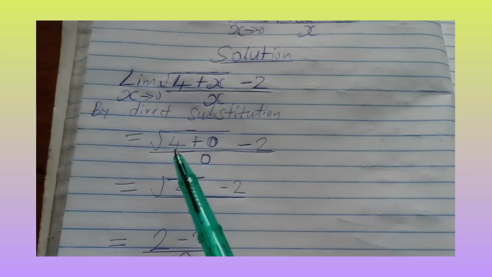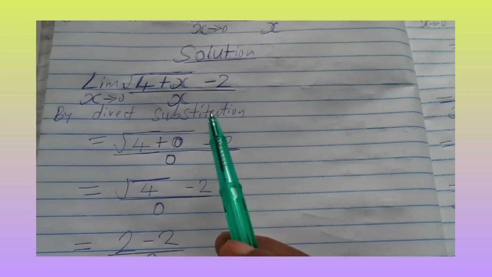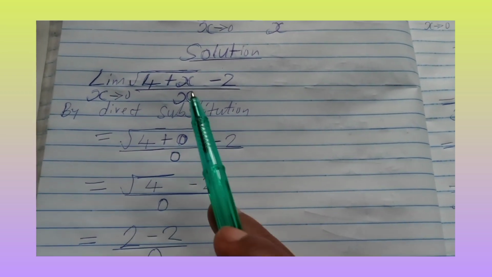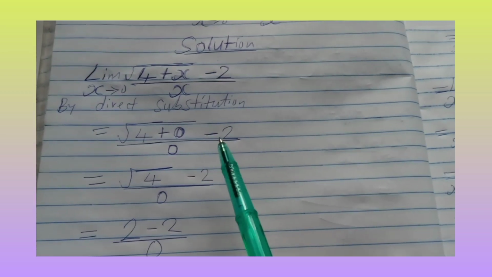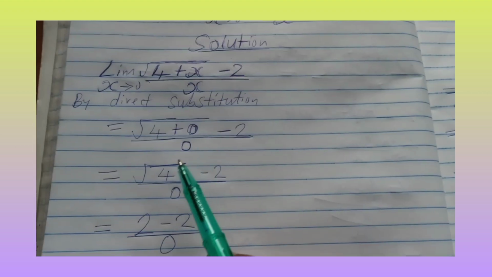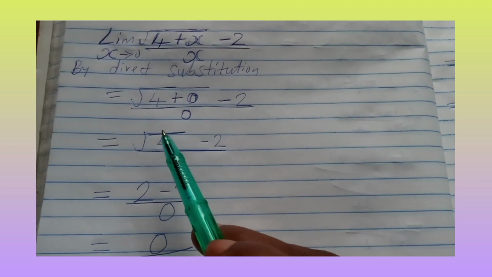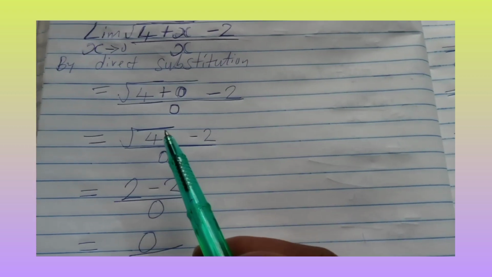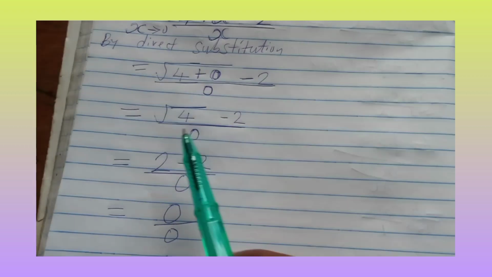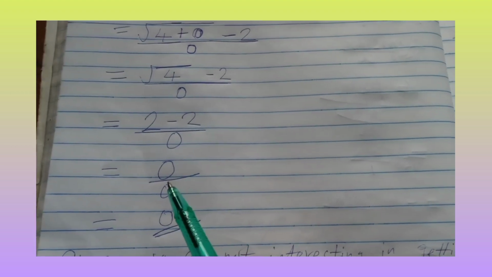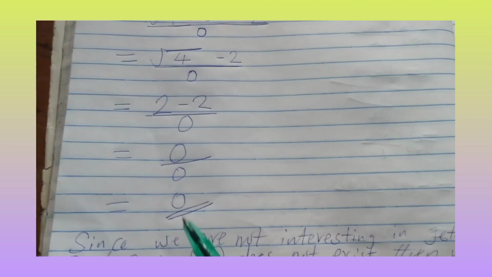By direct substitution, we see that as x tends to 0, anywhere we see x, we put 0. So square root of 4 plus, here was x, so we put 0 here, minus 2 all over the denominator, which was x, so we put 0 there. So 4 plus 0 becomes what? 4. So then we have square root of 4 minus 2 all over 0. And square root of 4 is 2. So 2 minus 2 gives us 0. 0 all over 0 is 0. So we are not interested in getting this 0 because f of x does not exist.